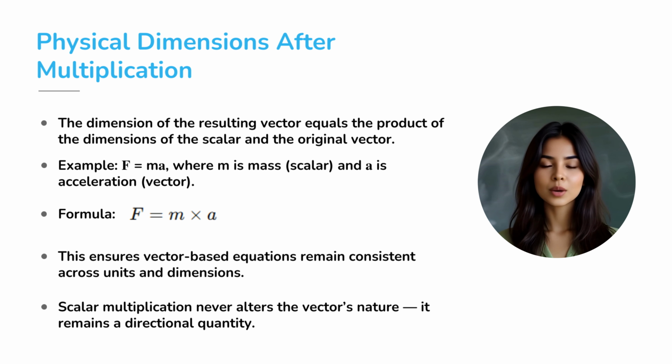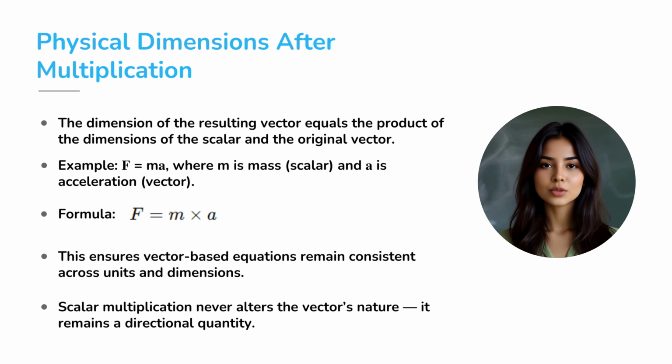Now let's talk about dimensions. When we multiply a scalar with a vector, we create a new vector, but what about its unit or dimension? The answer is simple. The new vector takes on a dimension that's the product of the original vector and the scalar. For example, force equals mass multiplied by acceleration. Here, mass is a scalar in kilograms and acceleration is a vector in meters per second squared.